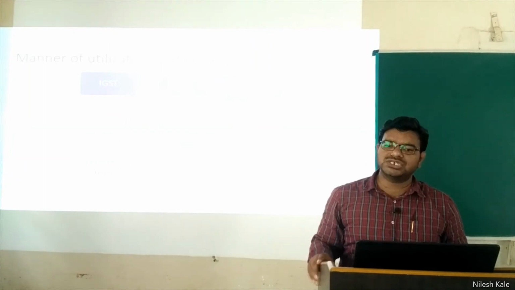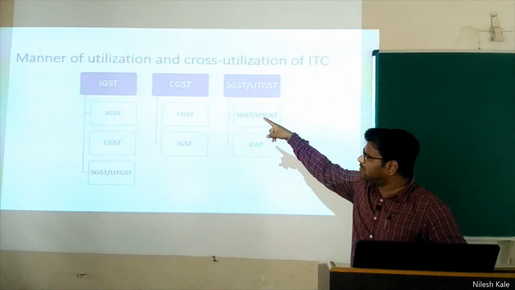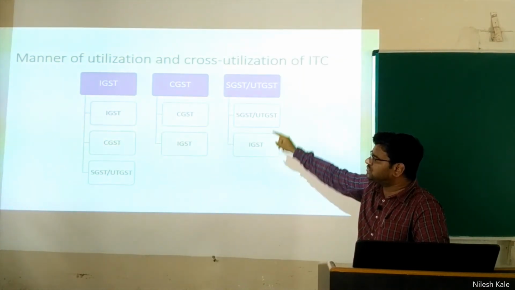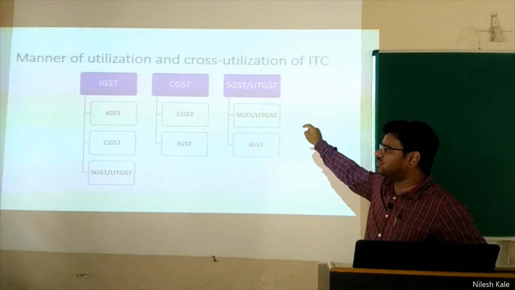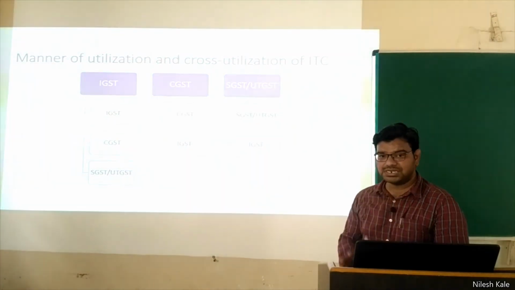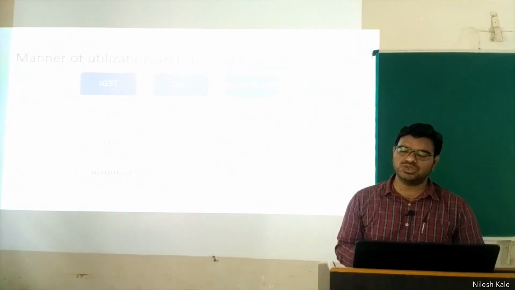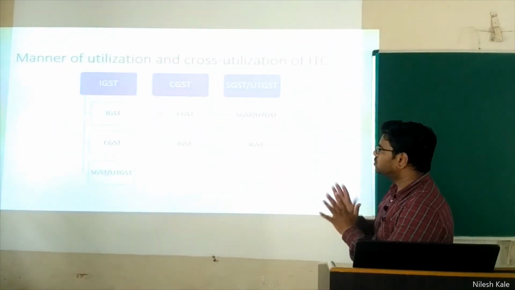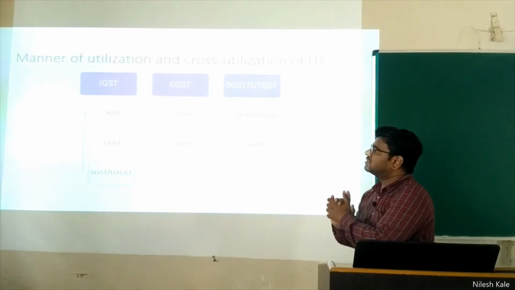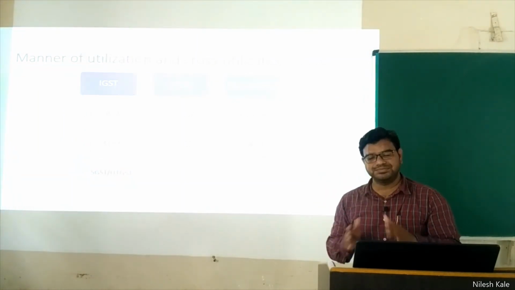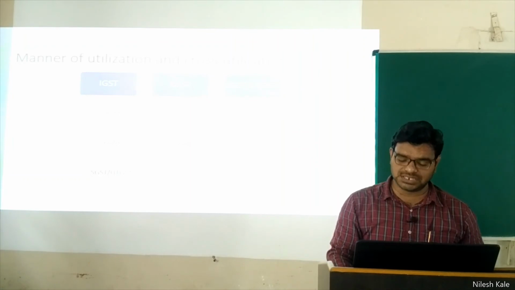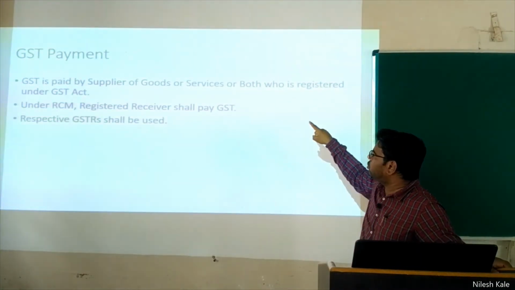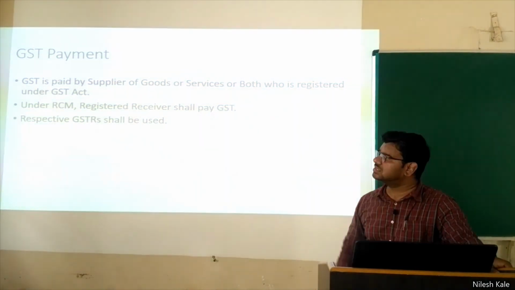Then the manner of utilization of ITC. IGST can be utilized for IGST, CGST or SGST, and CGST can be used for CGST or IGST, SGST can be used for SGST and IGST. But there is an amendment in this rule. This was the rule when the GST Act was made, right? And that rule is you can cross-utilize these credits. How to do that? Please watch the video, manner of utilization of ITC. The GST payment. GST is paid by a supplier of goods or services or both who is registered under the GST Act.